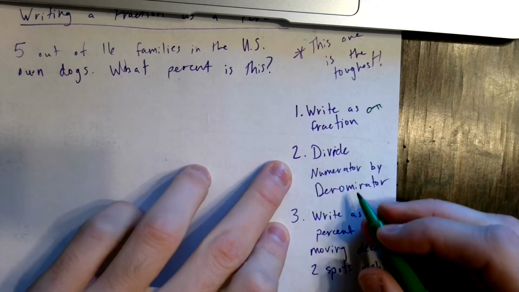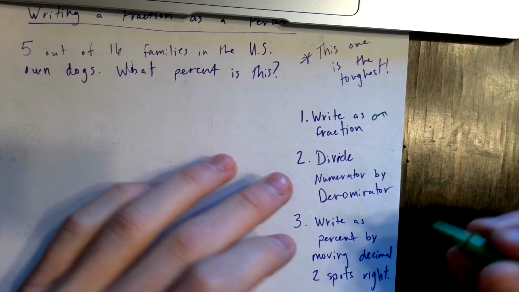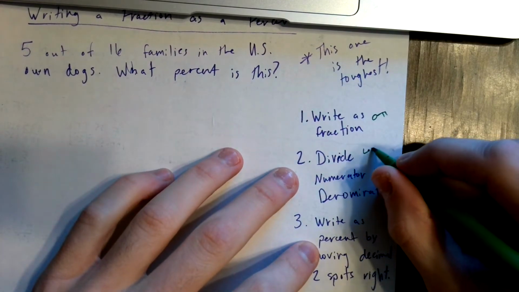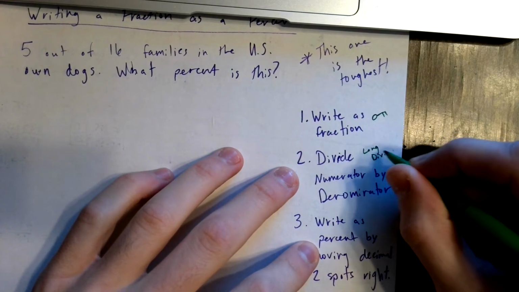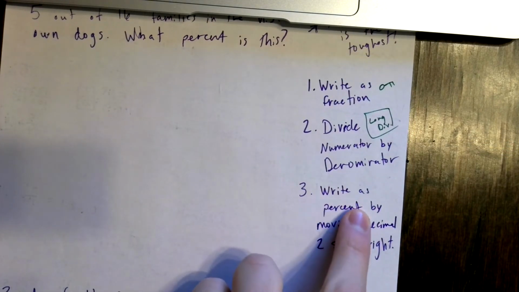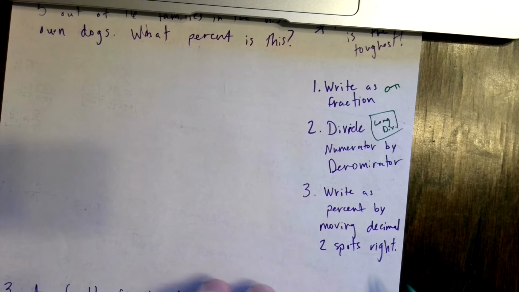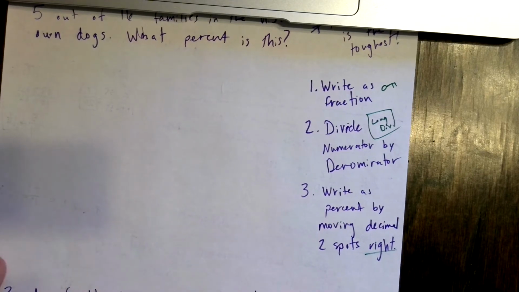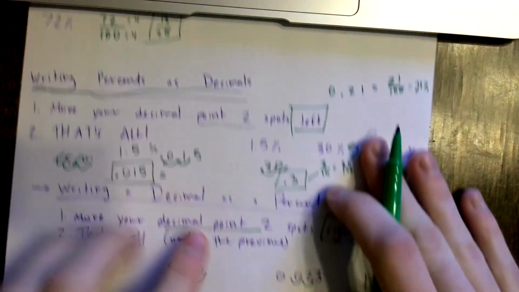After there, you're going to divide the numerator by the denominator. This is that long division method. I'm going to write that right here, long division. This is that long division method that we worked on a few weeks back. And finally, write that percent by moving the decimal spot 2 points to the right. We're moving that decimal to a percent. If I look back on here, decimal to a percent, move 2 spots to the right.